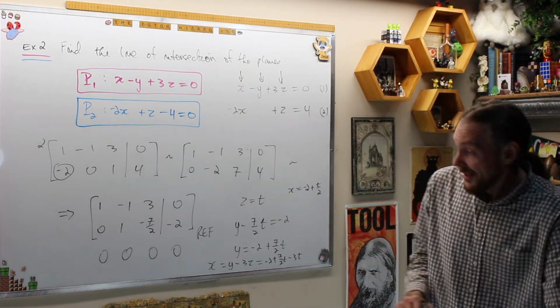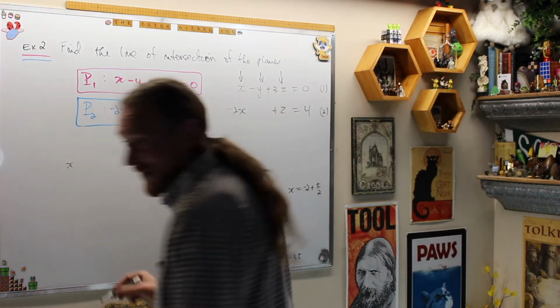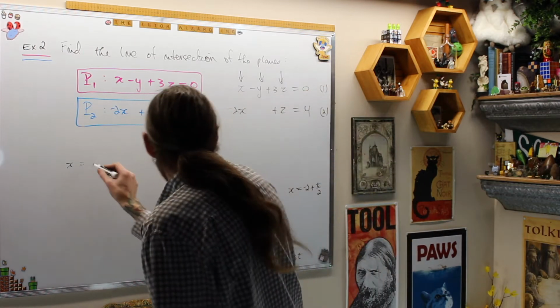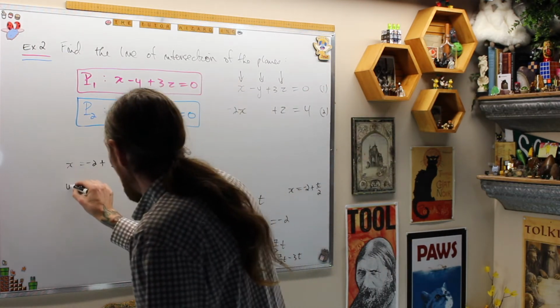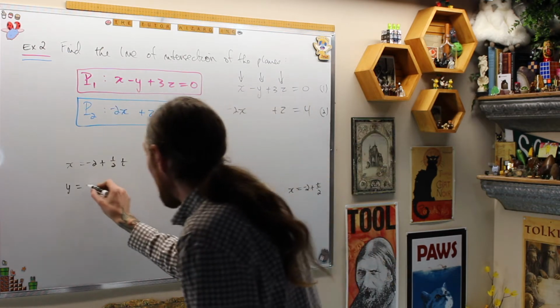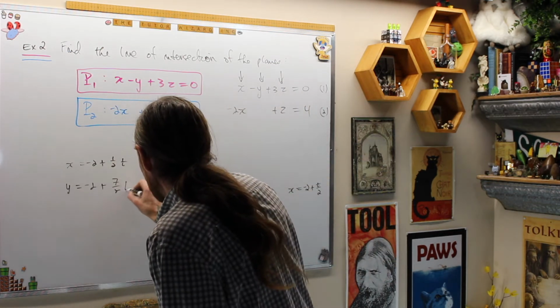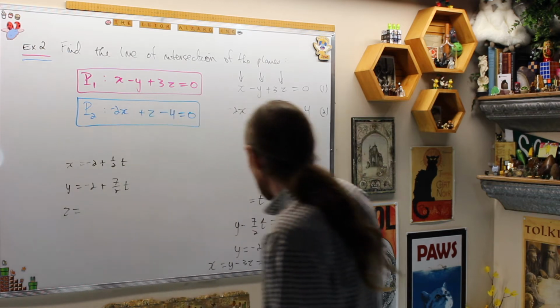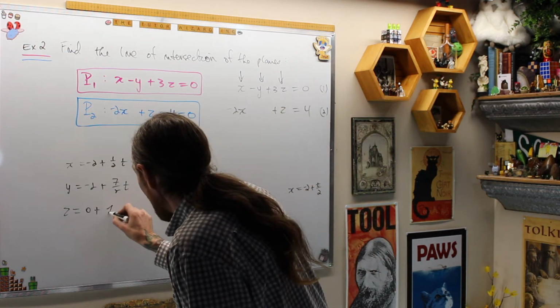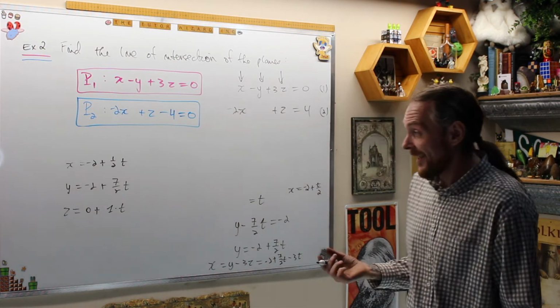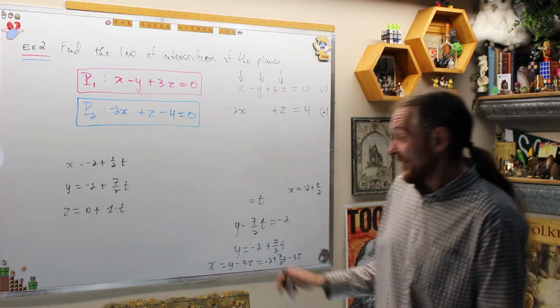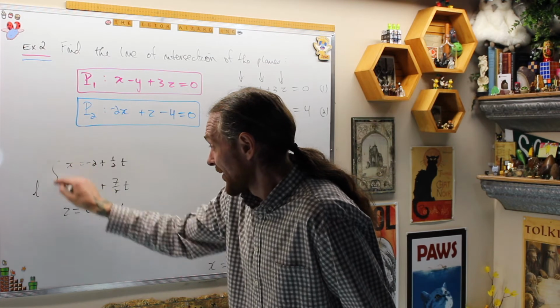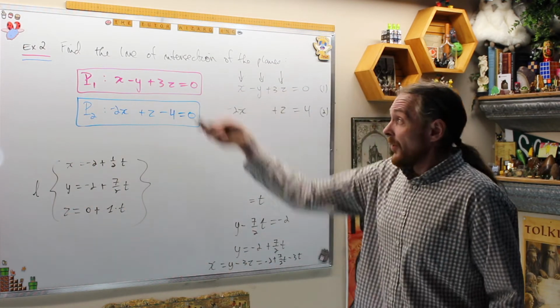What does that say? That says that our infinitely many solutions are x equals negative 2 plus 1/2 t, y is equal to negative 2 plus 7 over 2 t, and z is equal to 0 plus 1 times t. And what is that? That's the parametric form of a line in space. So this is, in fact, the line of intersection of those two planes.